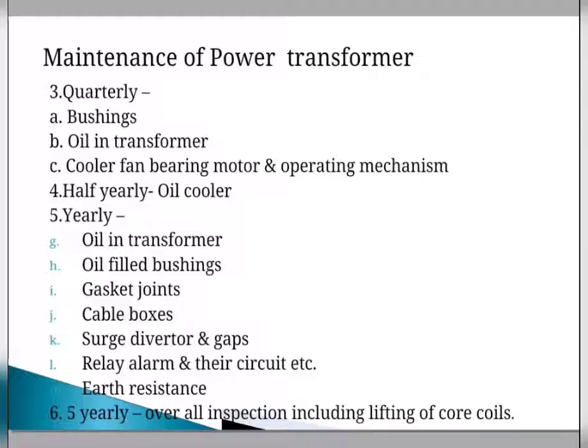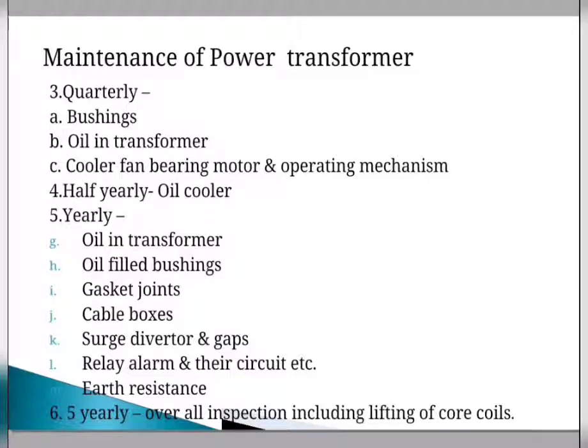Then we have to check the cable box, check the sealing arrangement for fitting holes, and examine the compound for leaks. Replace the gasket if there is any leakage. Then we have to check the surge diverter and its gaps. If there is any crack or dust deposit on the surge diverter, we have to clean the dust, and if there is any crack, then we have to replace it.